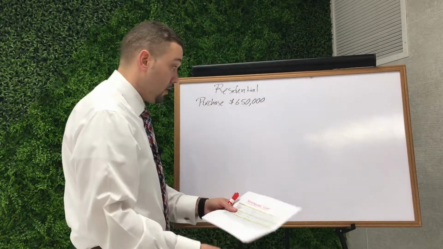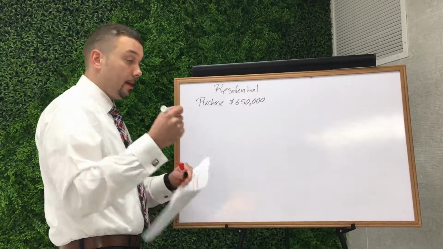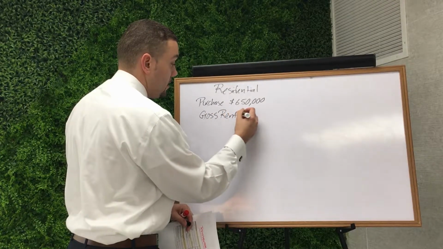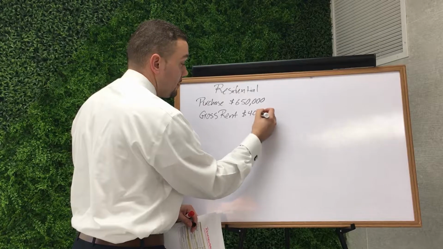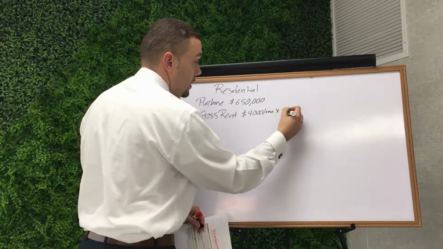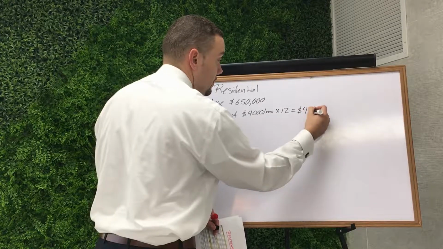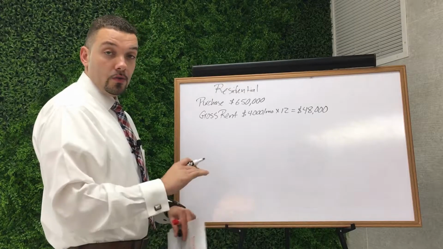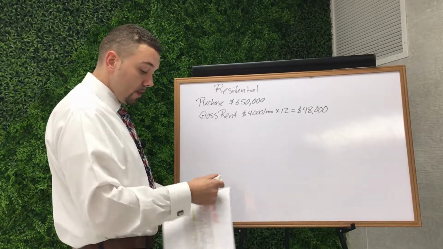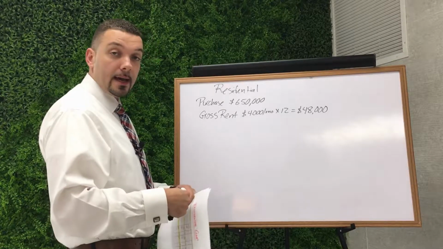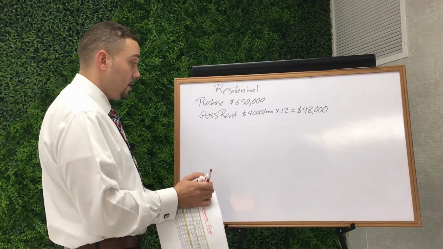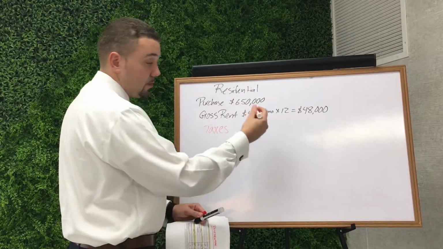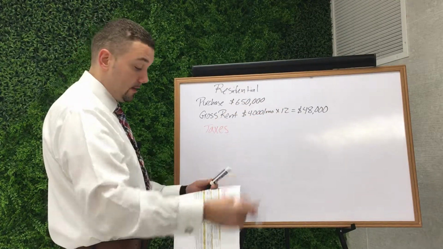So in this example, our rental income, our gross rent, is going to be $4,000 per month times 12 months equals $48,000 for the year. Now let's just say in this scenario, the unit is rented all 12 months. So now what we need is the taxes and the maintenance. Now this is the association fee. So taxes, I did it in red because we know that black is for positive, red is for negative.